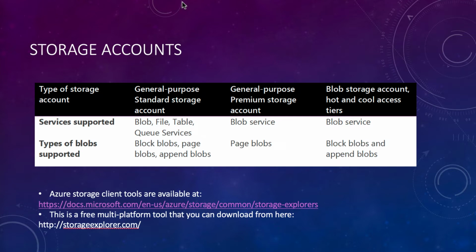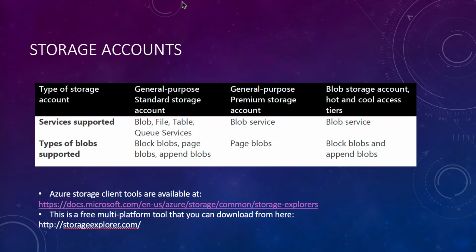If you go with the types of blobs supported, then with the general purpose standard storage account, you will get support for block blobs, page blobs, and appended blobs. Remember, we will discuss all these in more detail down this video, so if it is sounding confusing right now, please bear with me and I will discuss those later. Going with the general purpose premium storage account, you can do page blobs, and finally with the blob storage account for hot and cold access, you will have block blobs and appended blobs.